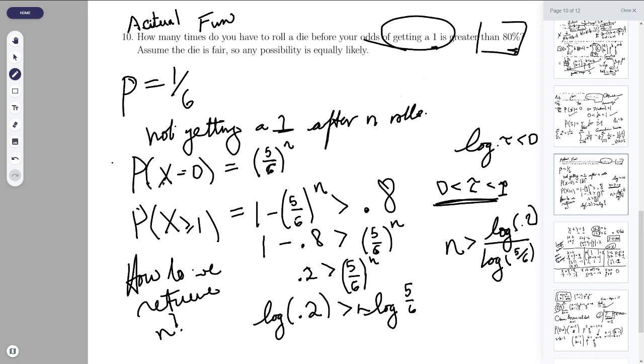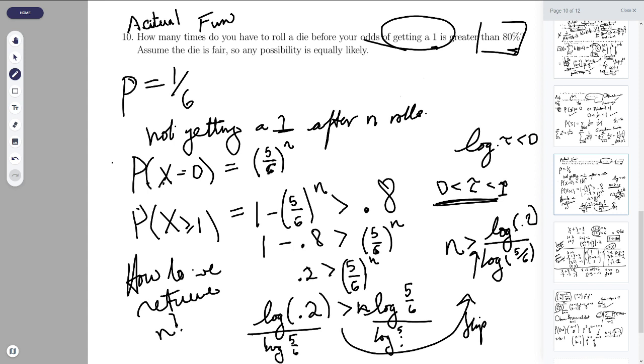The reason I'm saying that it's greater than rather than less than, because remember that n is on this side, is because when you divide by a negative number, it flips the inequality. So this inequality will flip because we have a negative in here. The negative isn't obvious because there's no negative sign written in log 0.2, but this is a negative number, that's a negative number. So when we divide by the log of 5/6, the inequality is going to have to flip.